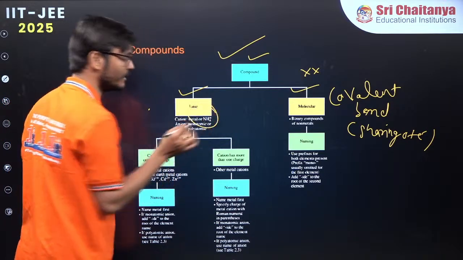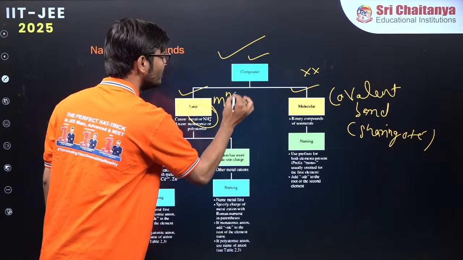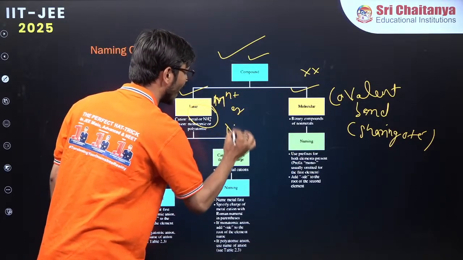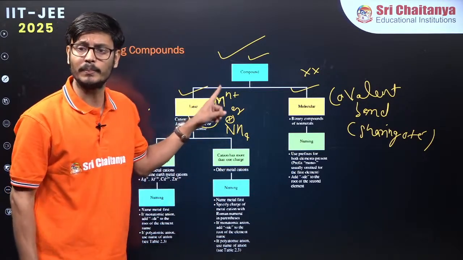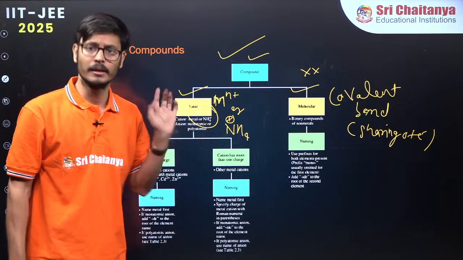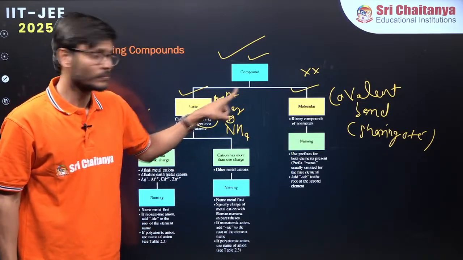It is written here, you can read it after the class. The cation will generally be a metal with a charge, or the ammonium ion. So whenever you find a cation, it should be either a metal with a plus charge, or the ammonium ion. Please remember, the cation is either a metal with a plus charge or the ammonium ion.